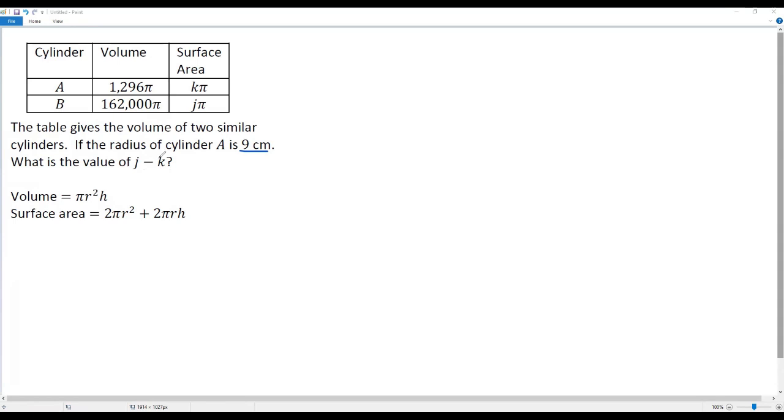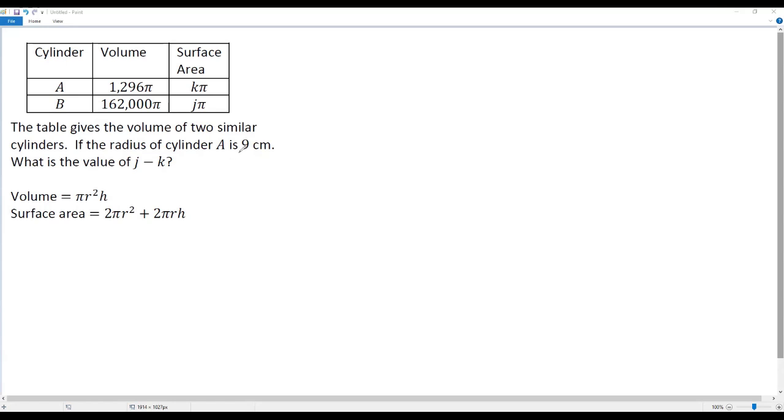To get the value of this expression J minus K, we have to get the values of the two constants J and K. And we have these two constants J and K in the surface areas of the two cylinders over here, K pi, J pi. So now we have to get the surface areas of the two cylinders. Then we can get the values of J and K. Using the values, we can get the value of this expression.